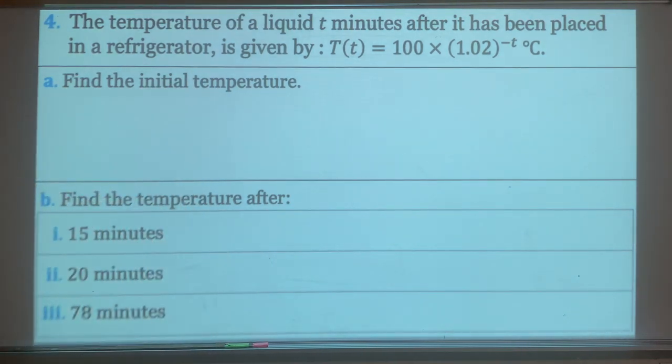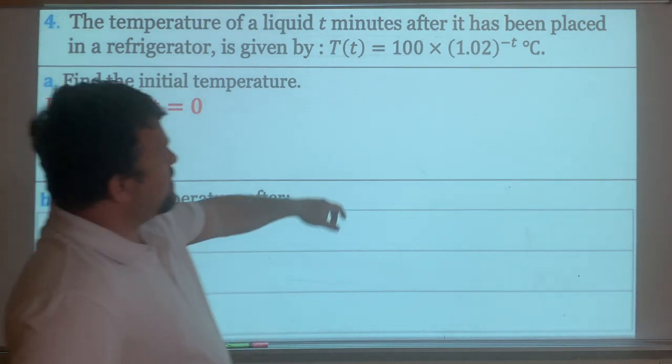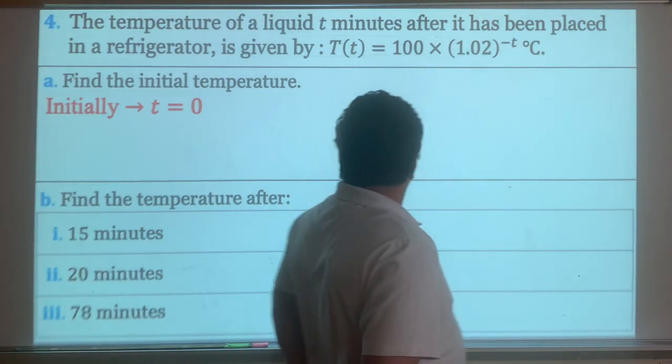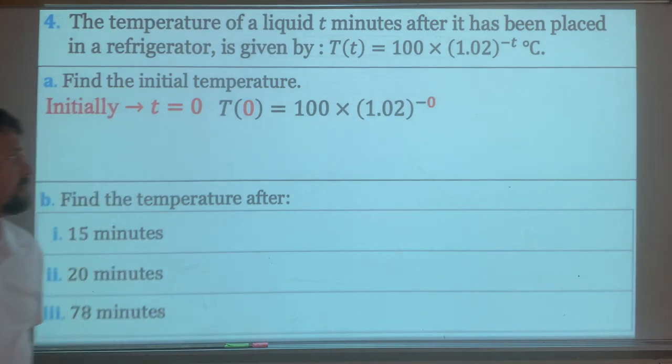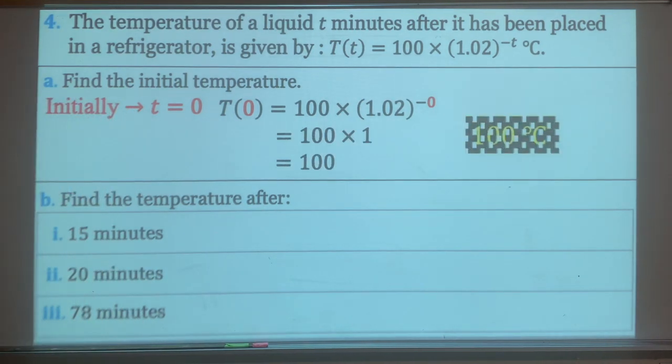So find the initial temperature. That's when T equals 0. Now notice right here there's a negative T up here. That's the only difference. But it doesn't matter, because negative 0 is still 0. So 100 times 1 is still 100. So the initial temperature was 100 degrees Celsius. So the liquid has been placed in the refrigerator at 100 degrees Celsius. Find the temperature after 15 minutes.